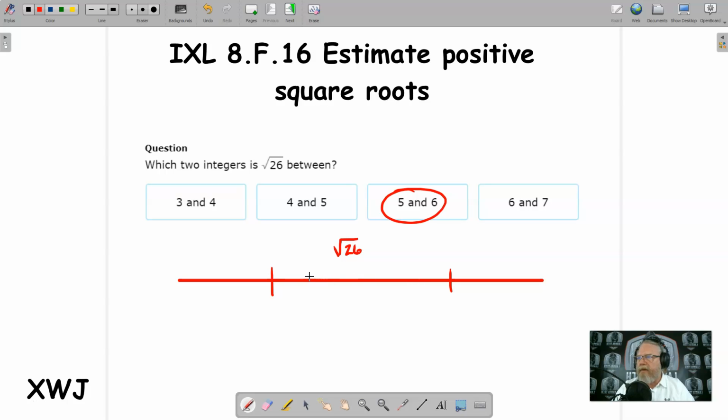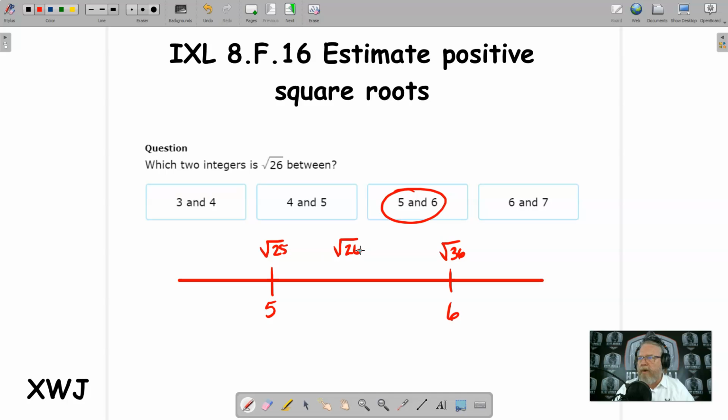Now, let's think about what's the next perfect square that's less than 26. Well, 5 times 5 is 25, so the square root of 25 would be 5. And the next perfect square that's greater than 26 is going to be the square root of 36, because 36 is the next perfect square after the 25, right? And the square root of 36 is 6. So the square root of 26 is going to come somewhere in between these two.